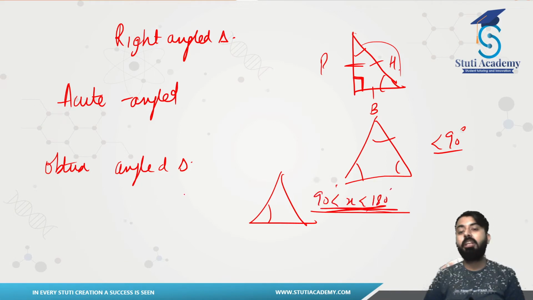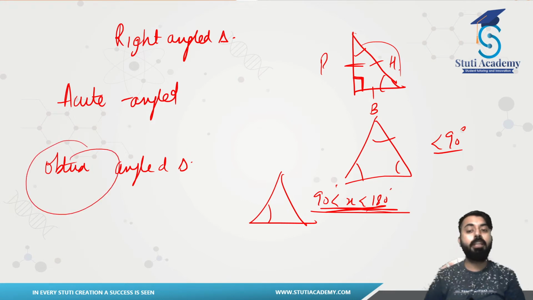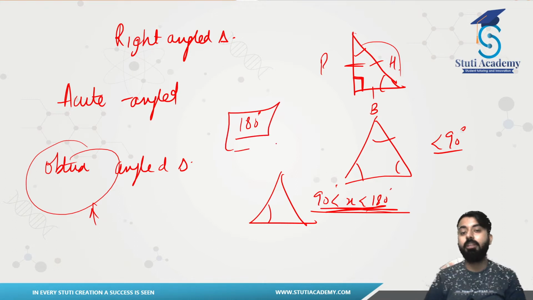So in such scenarios, you would be having an obtuse angle triangle. But remember, in an acute angle triangle, there can be three acute angles. In an acute triangle, all of the three angles will be less than 90. But for the case of obtuse, only one angle will be more than 90 but less than 180, because angle sum property states that the sum of all three angles of a triangle is exactly 180. That was the main thing.